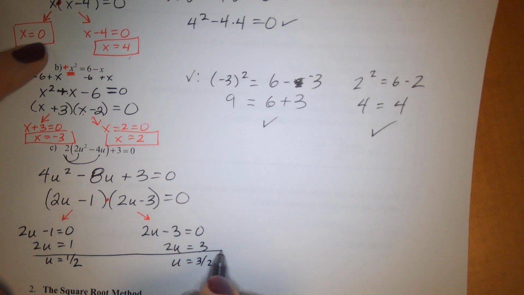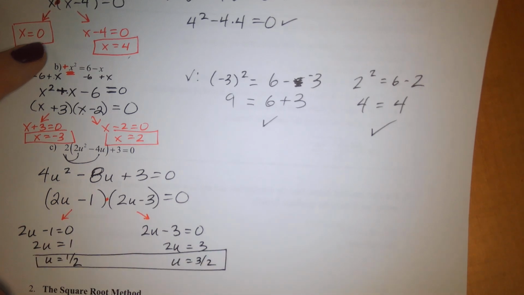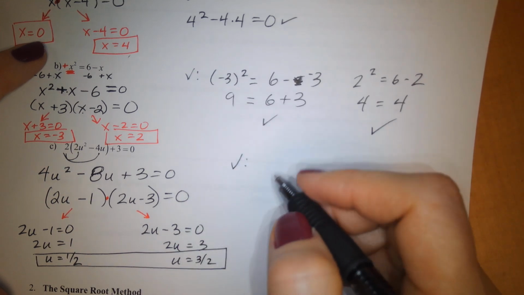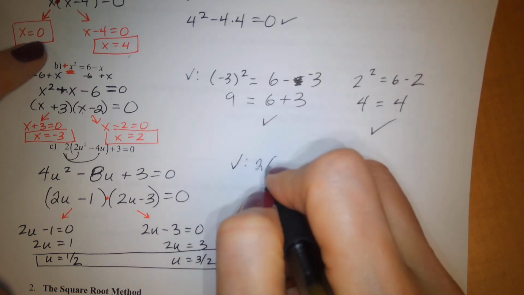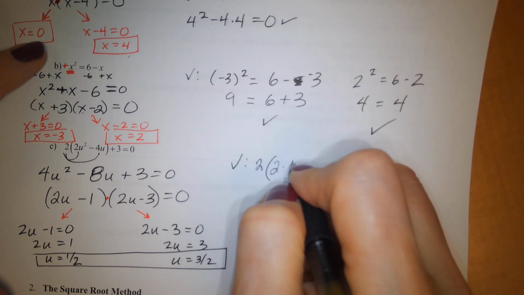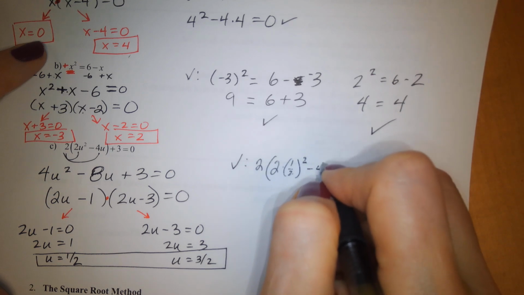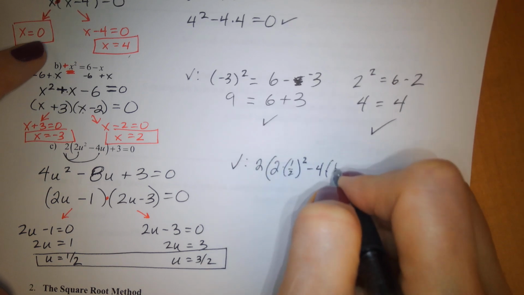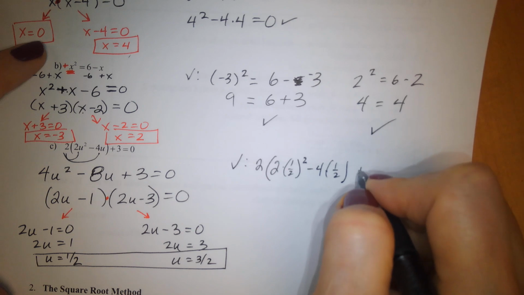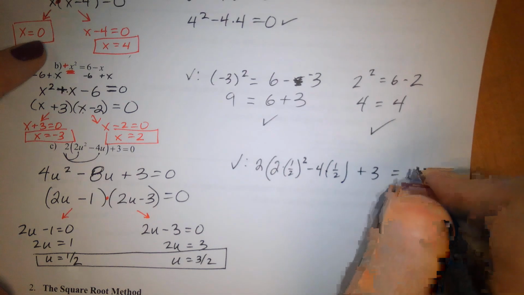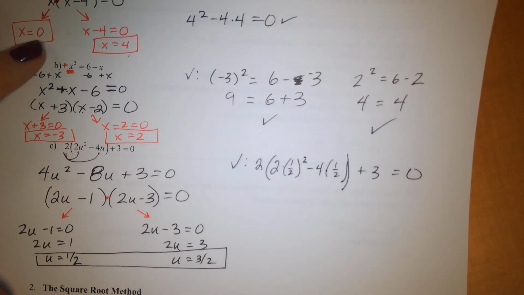So I have two possible answers. To check, let's plug them in. 2 times 2 times 1/2 squared minus 4 times 1/2 plus 3. Is that in fact equal to 0? Let's check it out.